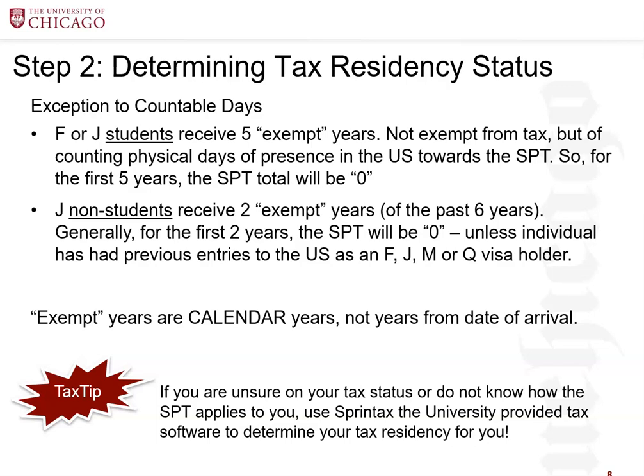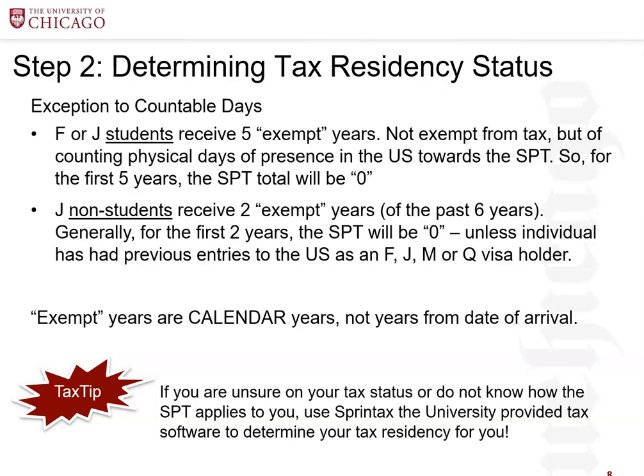F or J students receive 5 exempt years from counting days toward the substantial presence test, meaning for the first 5 calendar years that they're in the U.S., they are considered non-residents for tax purposes generally. So you're not exempt from paying tax or from owing tax in the U.S., but you are exempt from counting days toward the substantial presence test. J1 non-students, so research scholars, professors, visiting scholars, people of that nature, they are exempt from counting days for the substantial presence test for 2 calendar years.